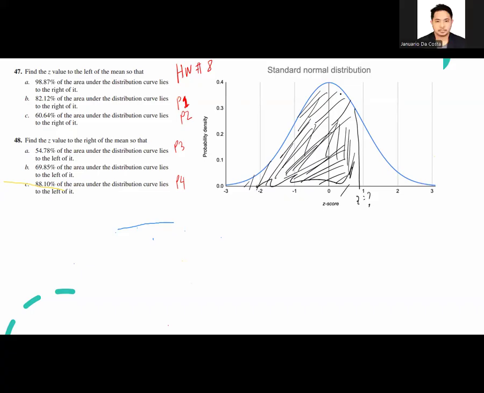69.85%, or equal to 0.6985. Okay. Now, how do I do that? If I go to the table and find whatever value of z corresponds to this, that's just directly the value of that. I don't need to do minus and plus anymore, right? Because this is already to the left of that line over here.